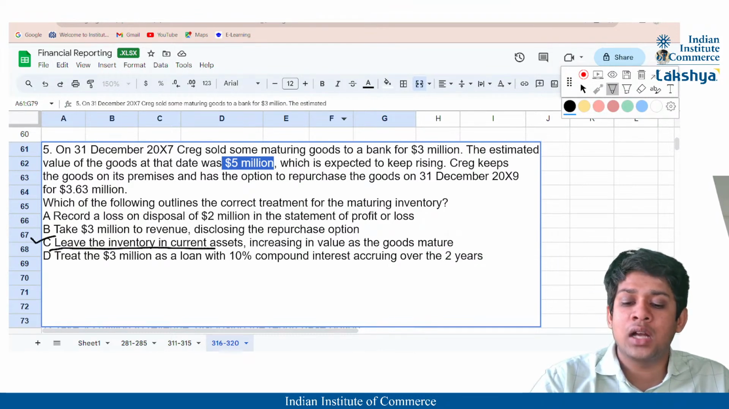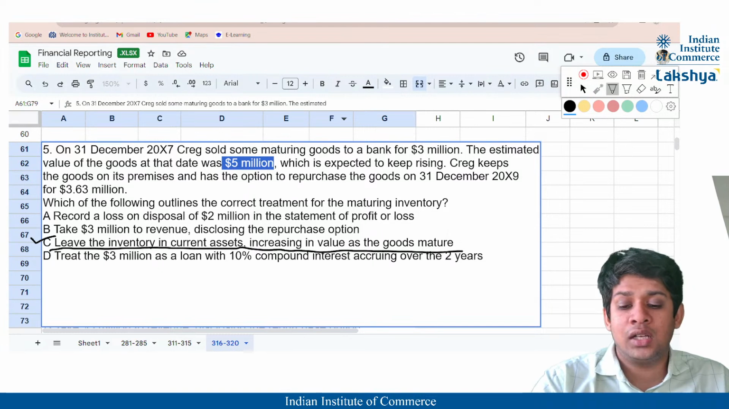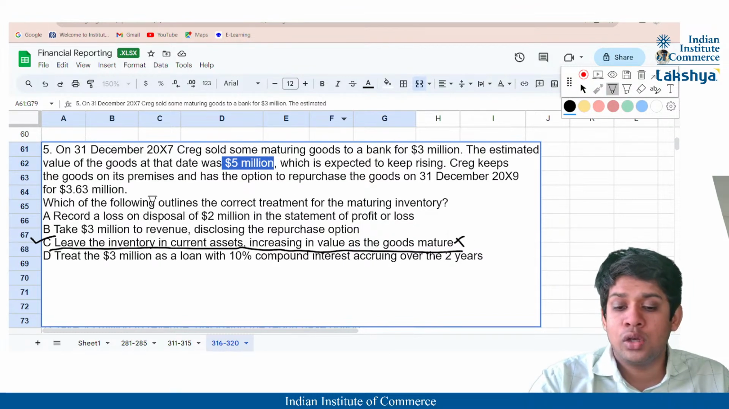Leave the inventory in the current assets, increasing the value as the goods mature. That is not going to be considered. So you have to answer which of the following actually outlines the correct treatment, right?